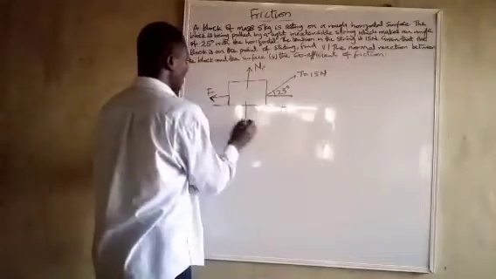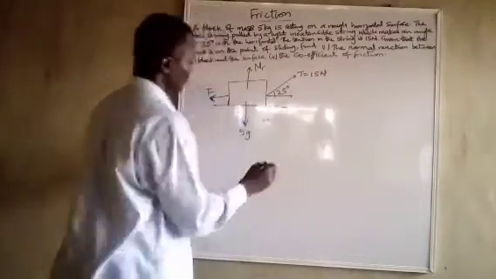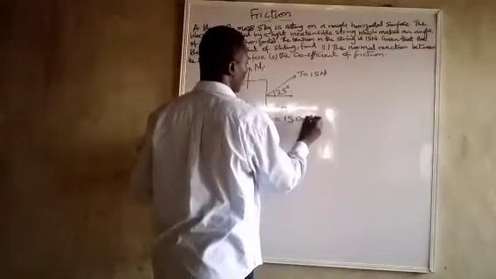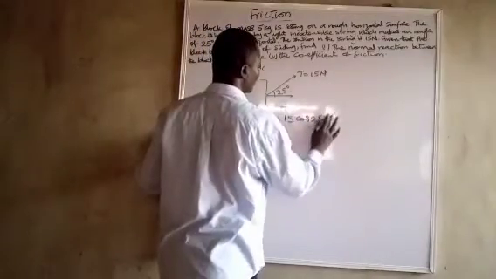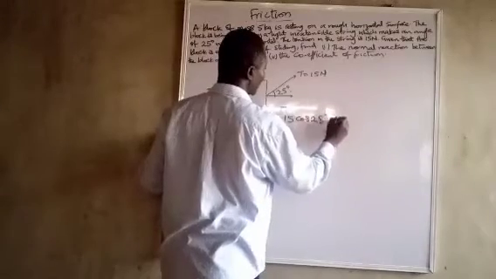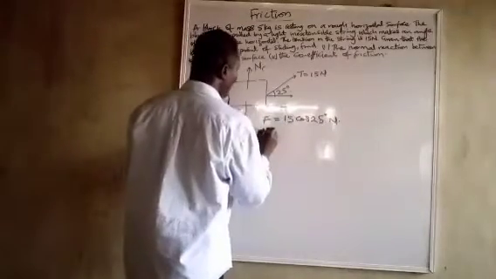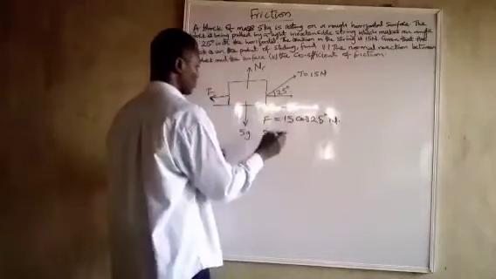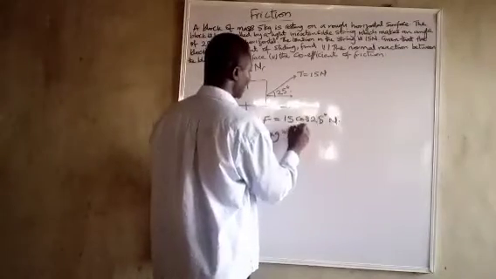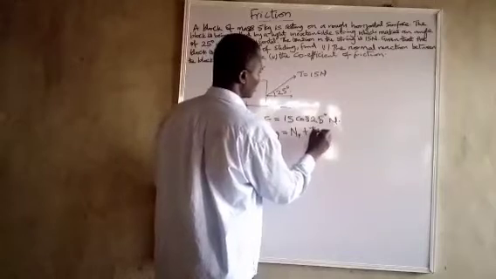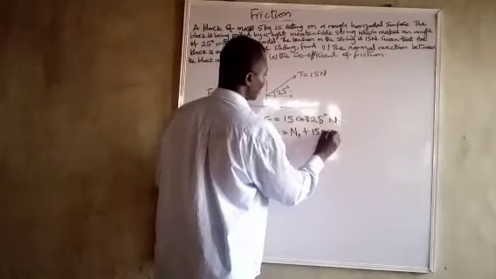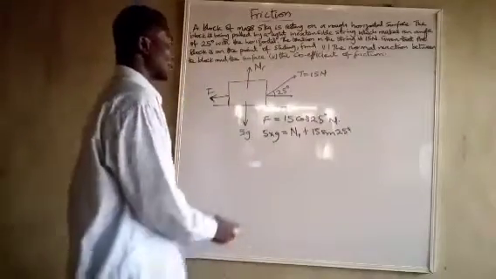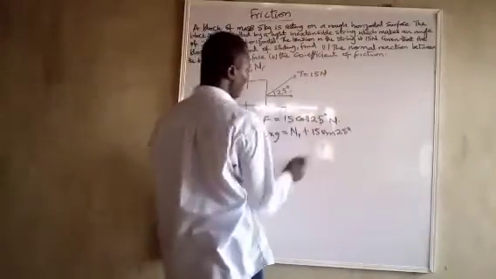Therefore, from what we have here now, F is equal to 15 cos 25 degrees Newton. 5 times G is equal to normal reaction plus T, that is 15 sine 25 degrees. So from this, we can know our frictional force and our coefficient of friction.